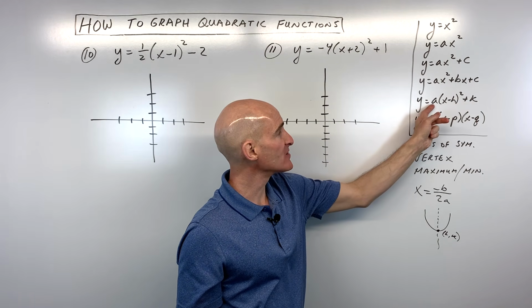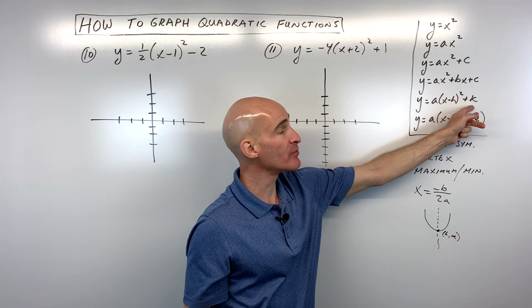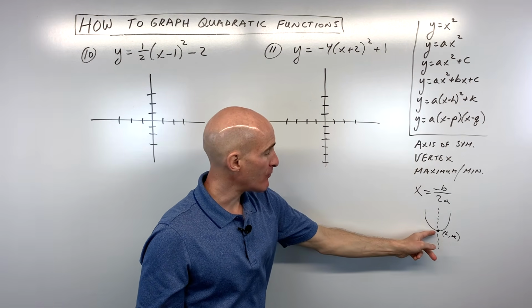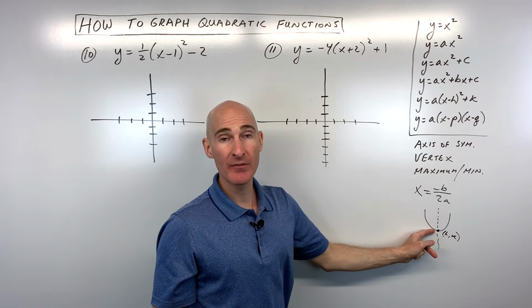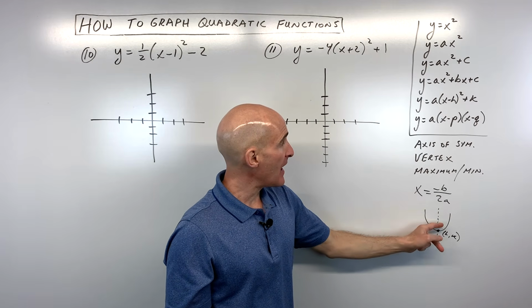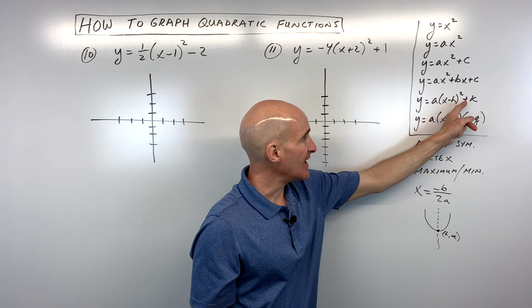Okay, number 10 and number 11, we're going to talk about the vertex form now. That's this y equals a times the quantity x minus h squared plus k. And the vertex, that point where the graph bends, you know, the maximum or the minimum point, is going to be at h comma k.